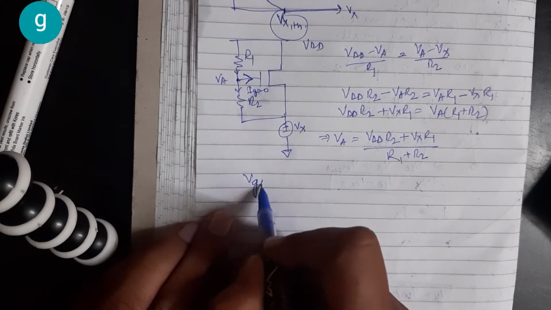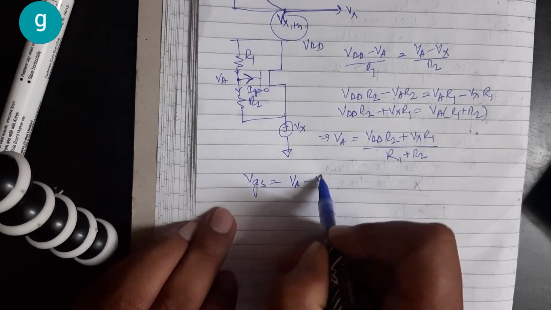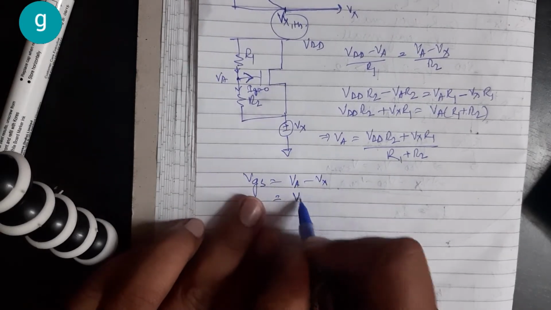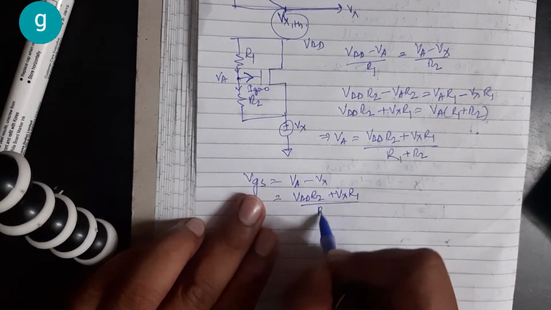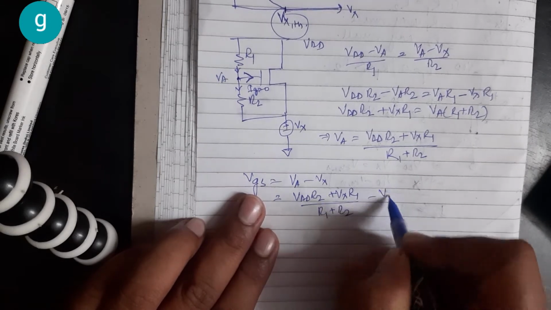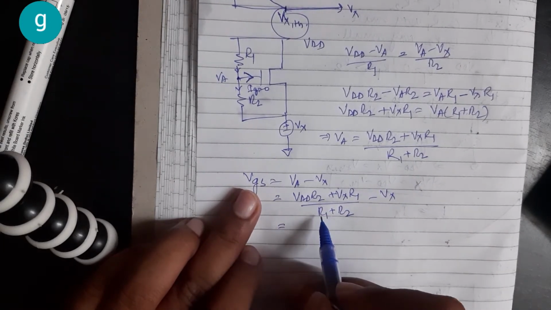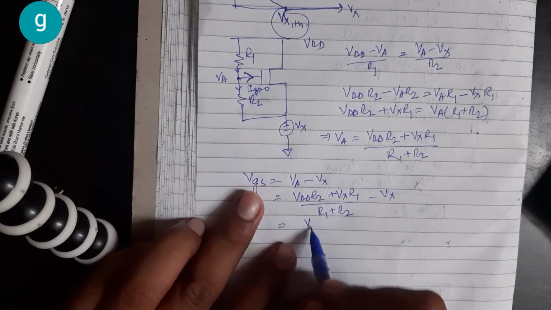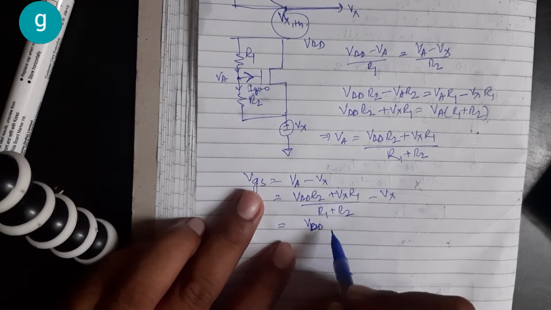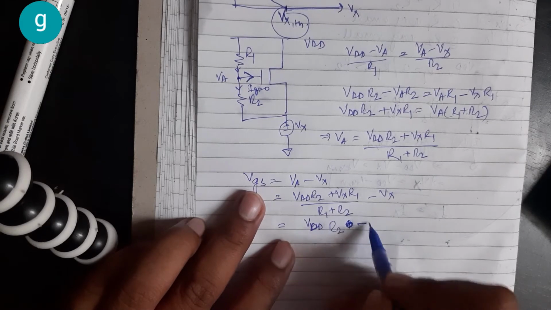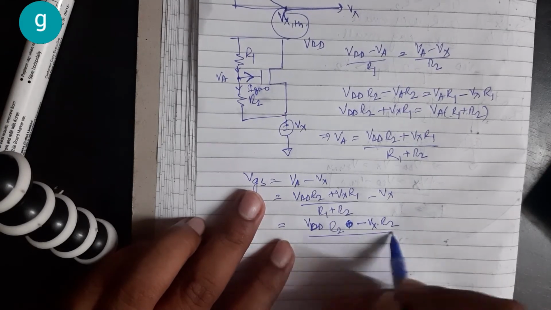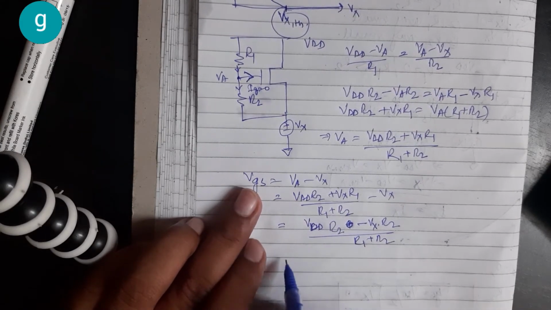So VGS should be VA minus Vx, which is nothing but VDD R2 plus Vx R1 by R1 plus R2 minus Vx, which should be VDD R2 minus Vx R2 by R1 plus R2.